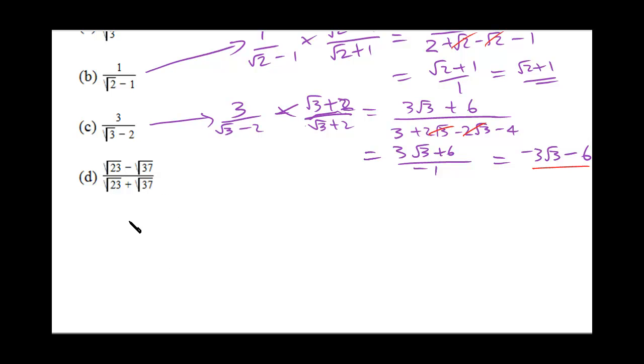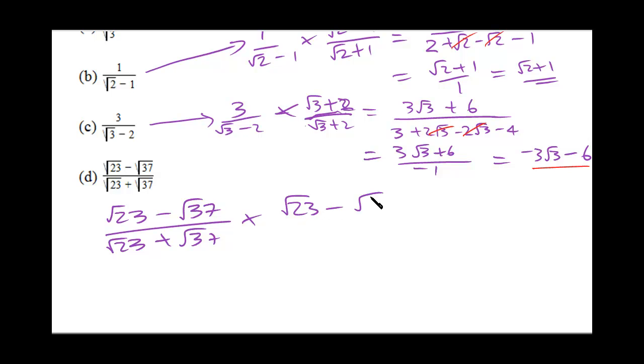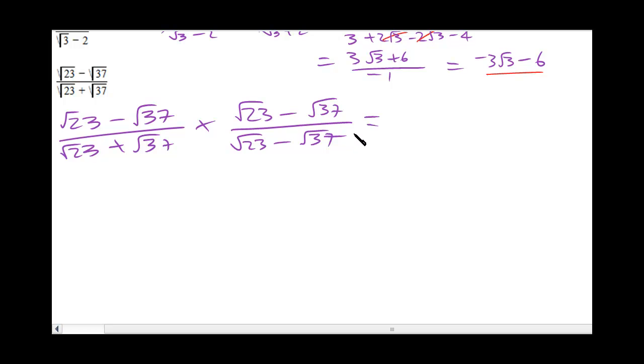Okay, the next one. We have root 23 minus root 37 over root 23 plus root 37. So we're going to times top and bottom. Remember, it's the bottom that we want to make rational, so we're going to times by the negative of that. So we're going to get root 23 minus root 37 all over root 23 minus root 37. That's what we're going to times by. So let's multiply this out.